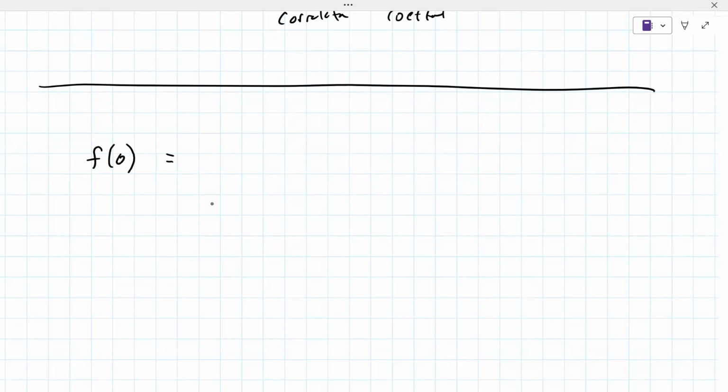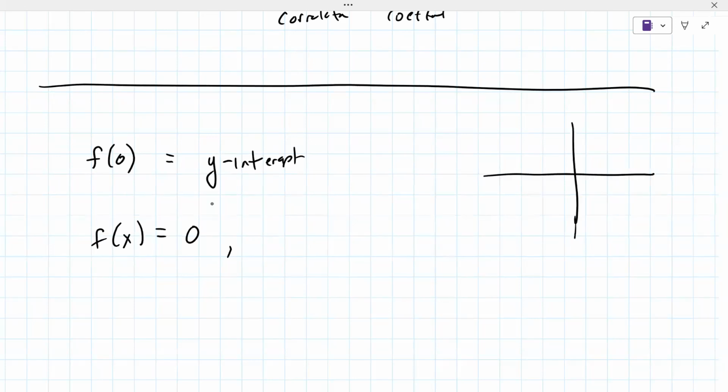What? Oh, the Y value? The y-intercept, yeah. And what is it when f of x equals 0? What does that mean? Y equals 0. These are the x-intercepts, or the roots, or the zeros, or the solutions. Okay, so they're very different, but just keep that in mind. So I was wrong there.